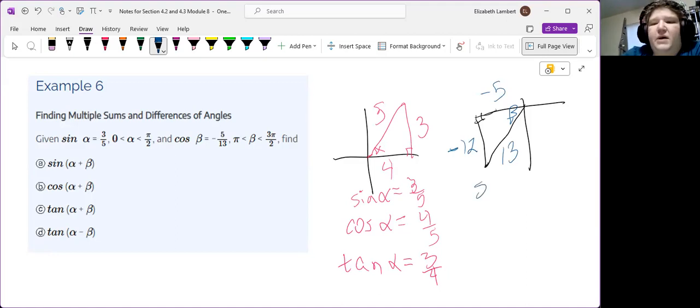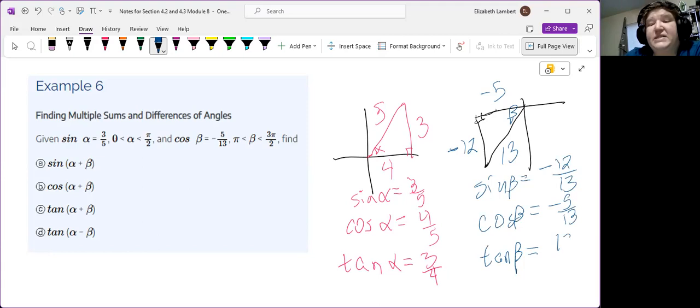All right, so our sine of beta is -12/13. Cosine of beta is -5/13, like they told us. And the tangent of beta, opposite, so -12 over -5 will become positive 12/5. Cool. All right, so I have all my pieces. Now I just got to follow the formulas to put the pieces in the right spots.